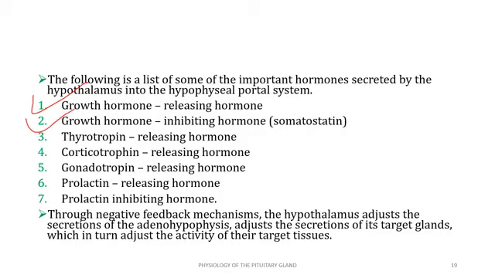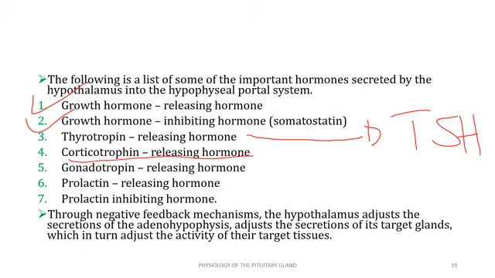We have growth hormone inhibiting hormone, which inhibits the anterior pituitary from producing growth hormone. We have thyrotropin releasing hormone. Thyrotropin releasing hormone stimulates the anterior pituitary to produce thyroid stimulating hormone, which is responsible for stimulating the thyroid gland to produce thyroxine hormone.